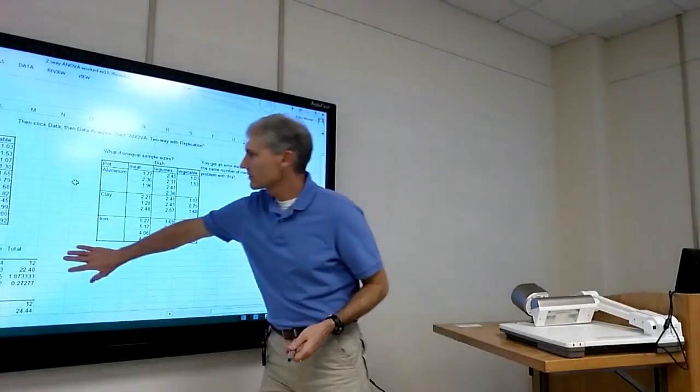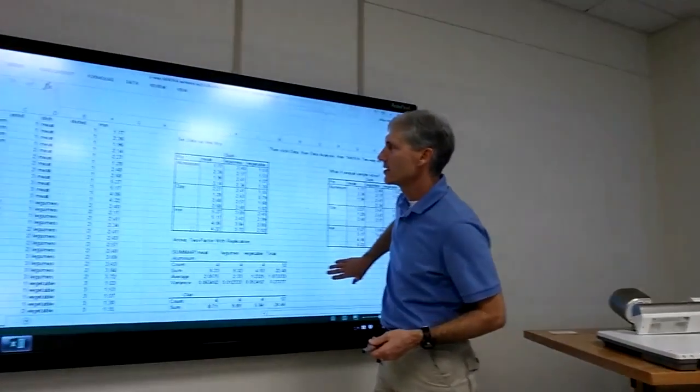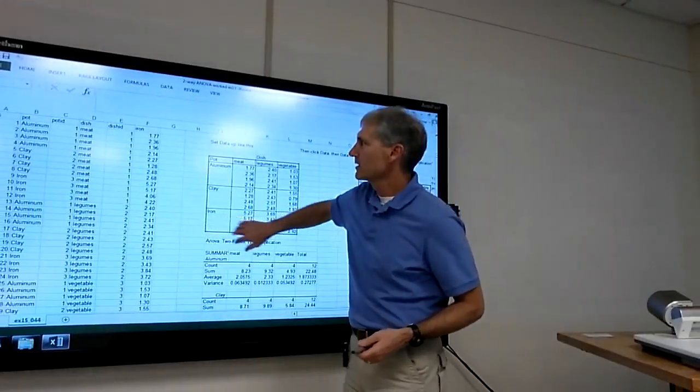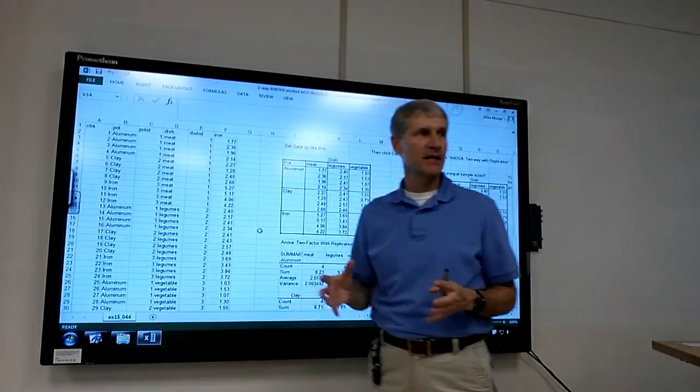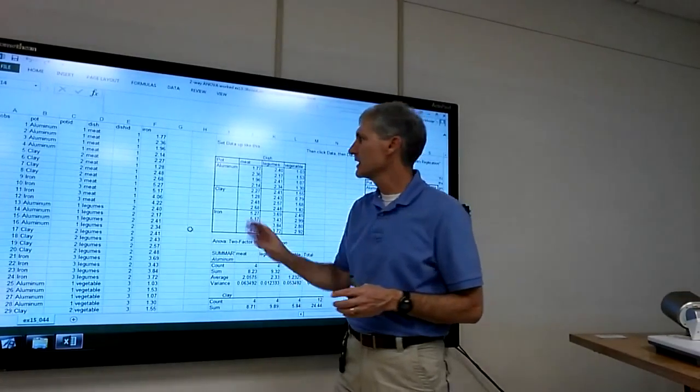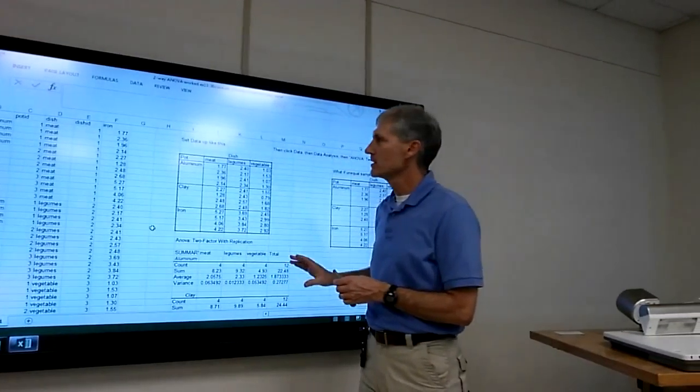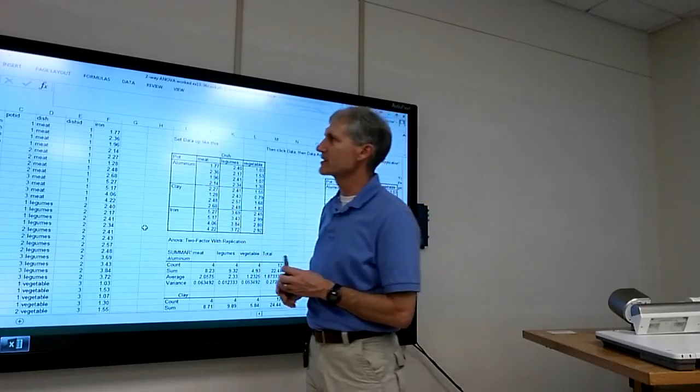Okay, so this one I've already worked, but when you load the data set, you have these columns of data. So you have to rearrange the data a little bit, just like we did with one-way ANOVA, to get it to work in Excel. So first, let's set the scenario for this data.